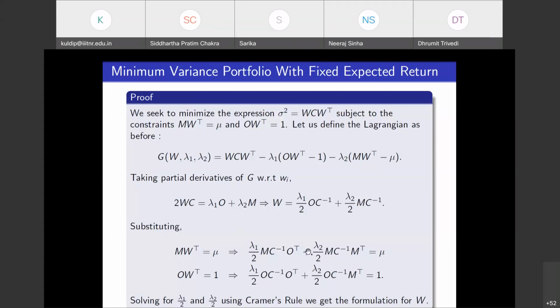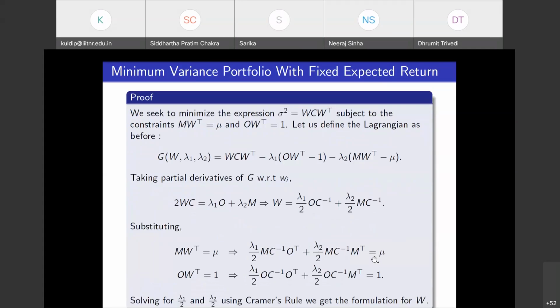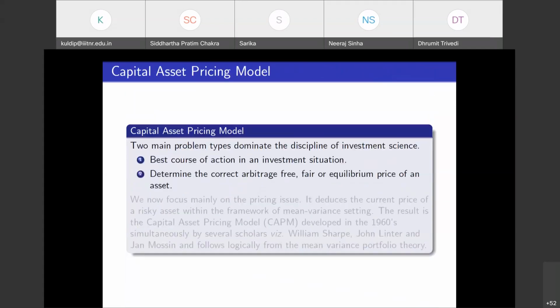So once you solve for lambda 1 and lambda 2 and substitute these values here, which I have not done, you immediately get this form. This determinant and all are obviously something that follow from Cramer's rule. So this concludes our discussion for the time being on the Markowitz efficient frontier.